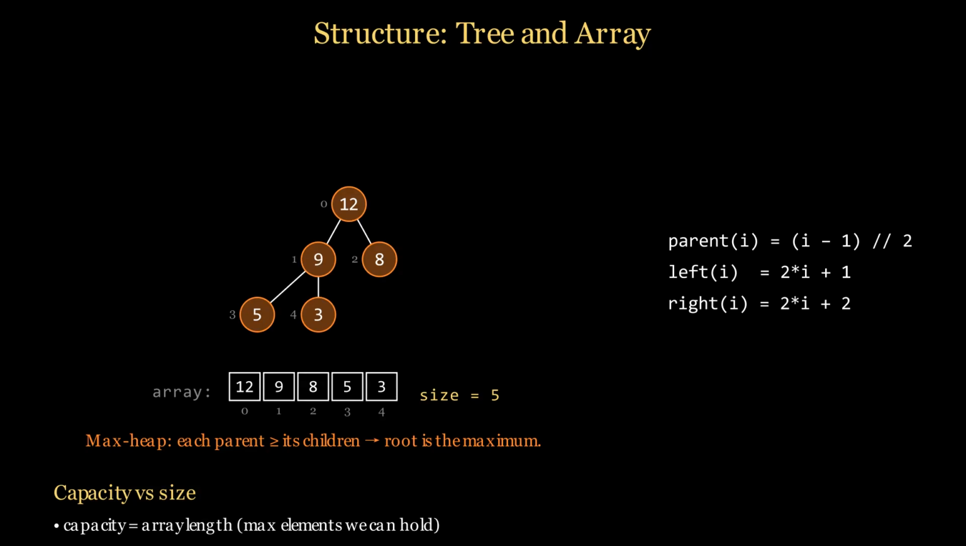We allocate an array with a fixed capacity, the maximum number of elements. The heap size is how many elements are currently in the heap. It starts at 0 and we update it on every push and pop. The last element is always at index size minus 1.